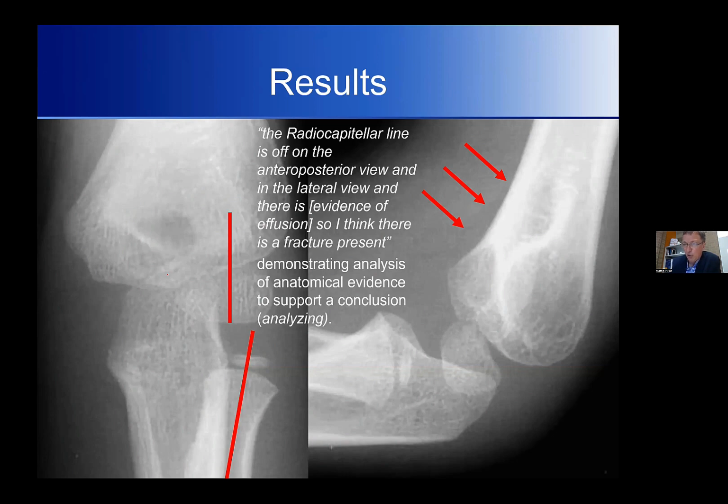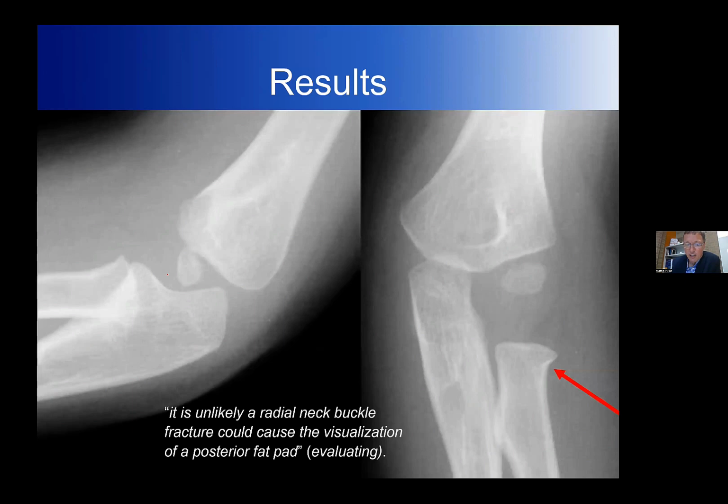Sort of a deeper cognitive reasoning about a hidden kind of fracture. There's another one. It's unlikely that a radial neck buckle fracture, which you see at the arrow, could cause the visualization of a posterior fat pad. So they've identified a discordant pattern within this, and I would be proud of my PEM fellows coming back to me with this level of logic.